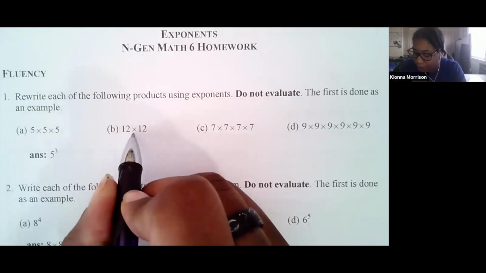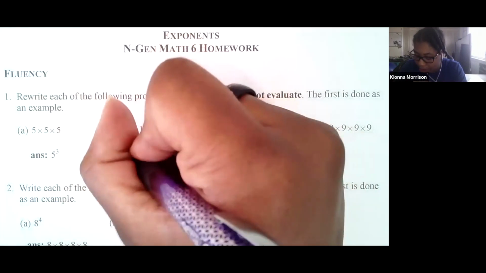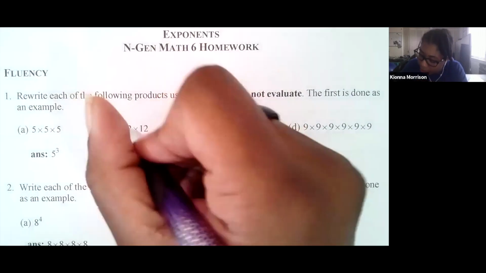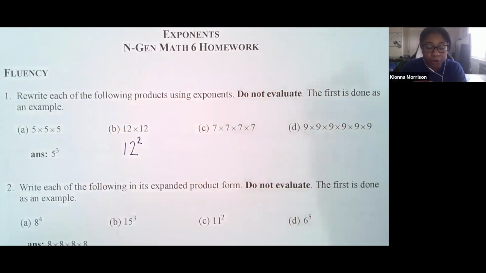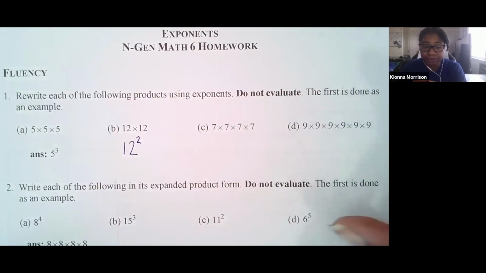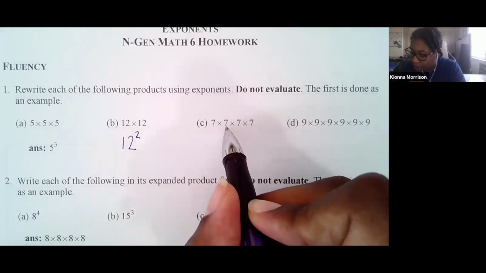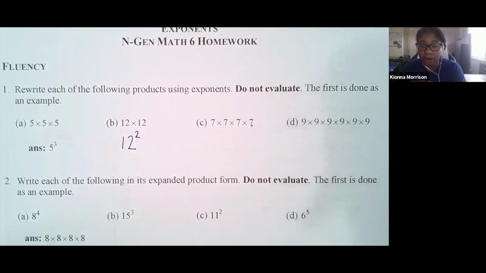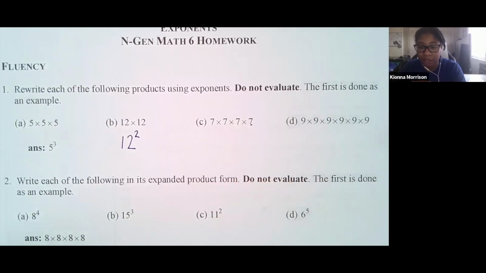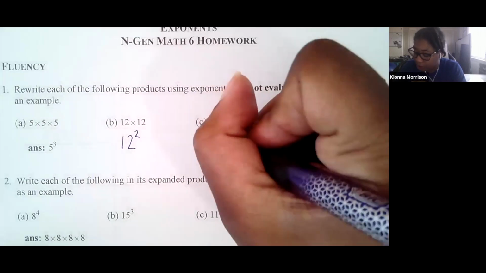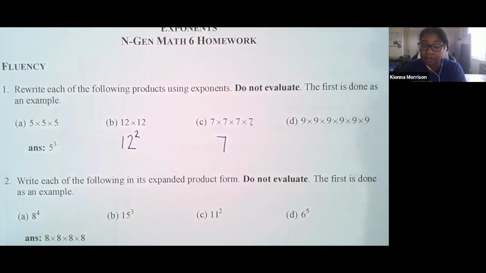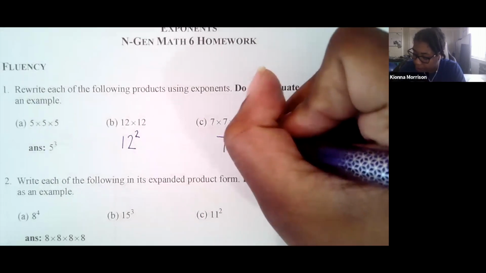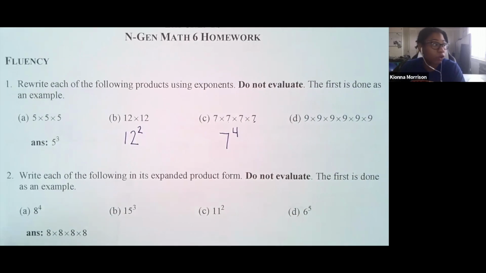So now I see 12 times 12. I know my base is 12. I see 12 getting multiplied 2 times, so my exponent is 2, to the second power, or squared. Now I have 7 times 7 times 7 times 7. So I need to think, what is my base? What's the number that's being multiplied repeatedly? That's right, your 7. Then I'm going to see how many times is my 7 being multiplied. 1, 2, 3, 4. So my exponent is to the power of 4, or to the fourth power.